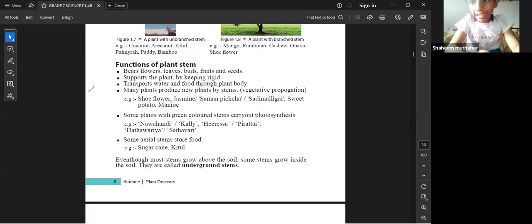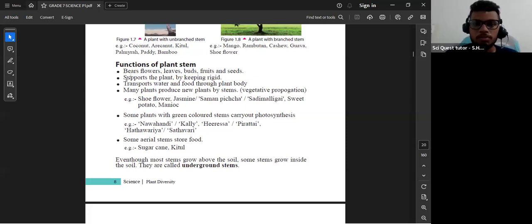Supports the plant by keeping it rigid. Right, good. What does that rigid mean? Stronger without falling off. Right.